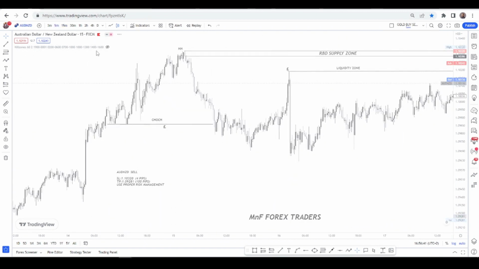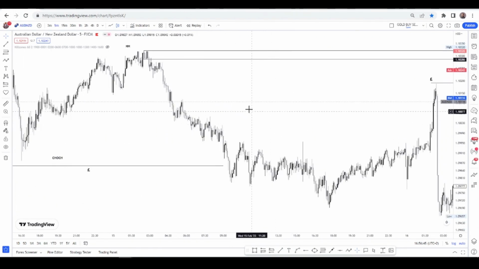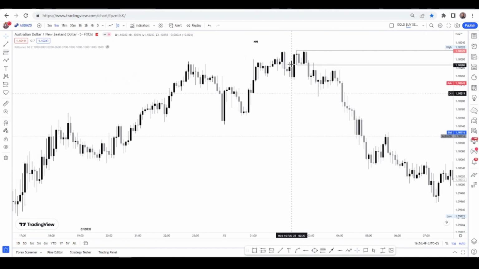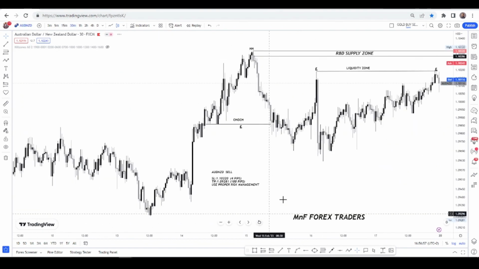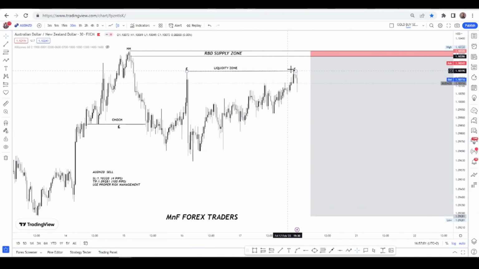Let's go to the 5 minutes. Yeah, very nice order block. You can see here the last candle right here. That's a nice order block right there. So we'll get our order block, and then we have nice liquidity right here.